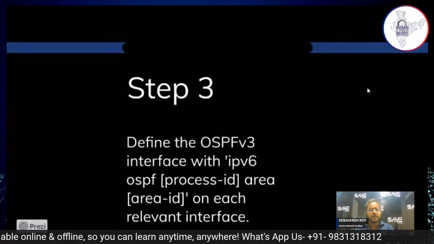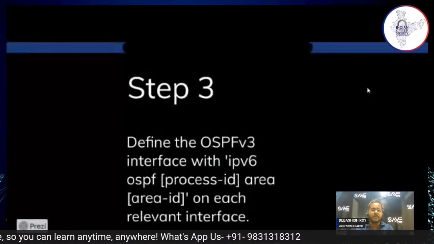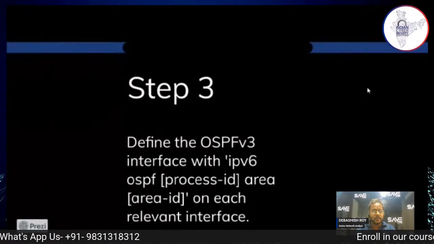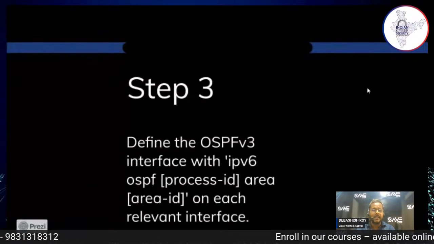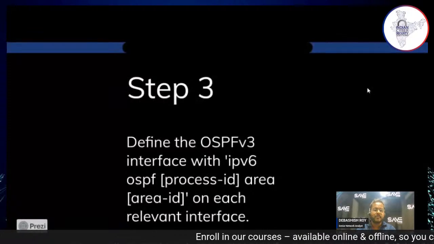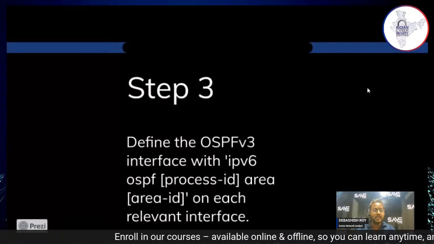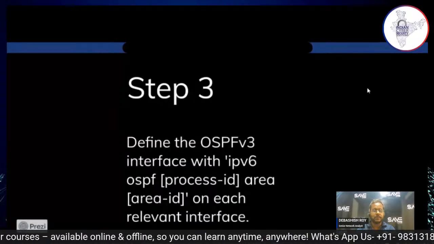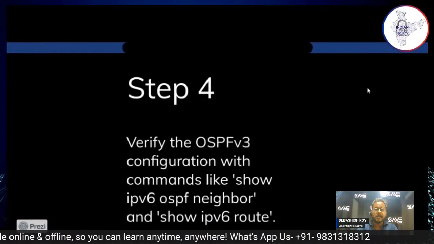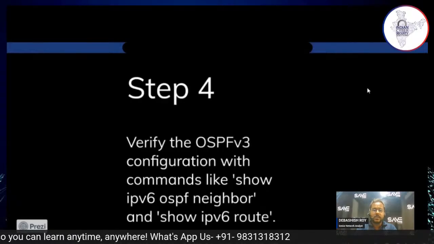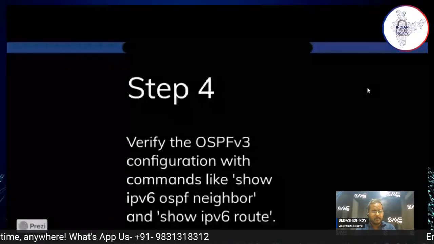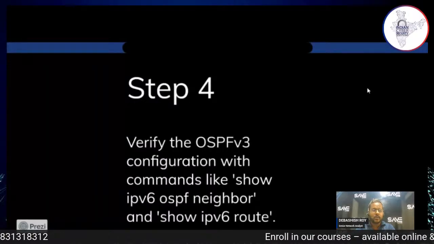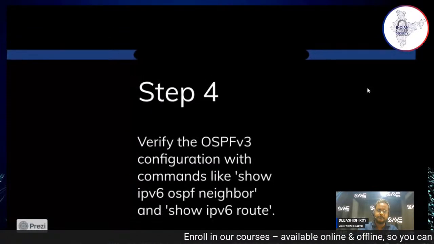What is step 3? Define the OSPFv3 interface with ipv6 ospf, then process ID and area ID. So you have to define the process ID and then the area ID, like area 0 or area 1, on each relevant interface. You have to go to each interface, and before that, you have to give the ipv6 enable command also, which I will show you. Step 4, verify the OSPFv3 configuration with commands like show ipv6 ospf neighbor, and definitely show ipv6 route or show ipv6 route ospf.